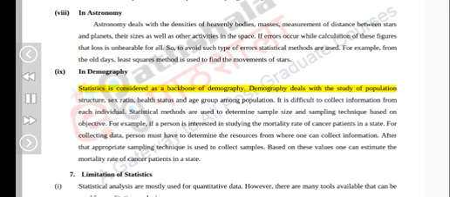In demography. Statistics is considered as a backbone of demography. Demography deals with the study of population structure, sex ratio, health status and age group among population. It is difficult to collect information from each individual. Statistical methods are used to determine sample size and sampling technique based on objective.